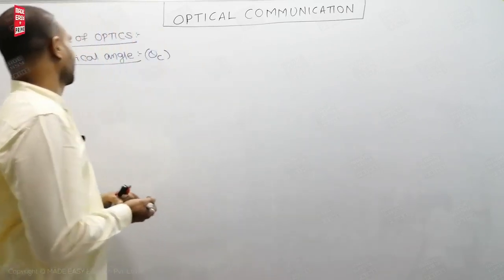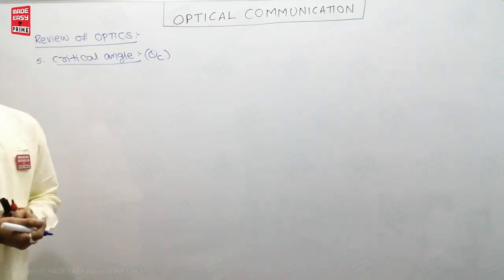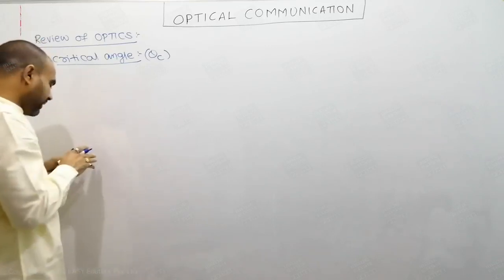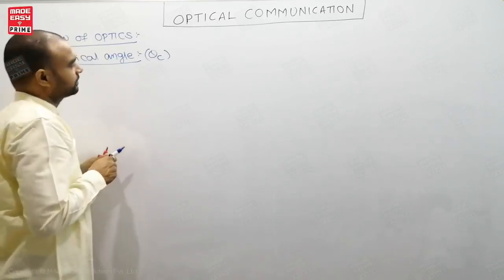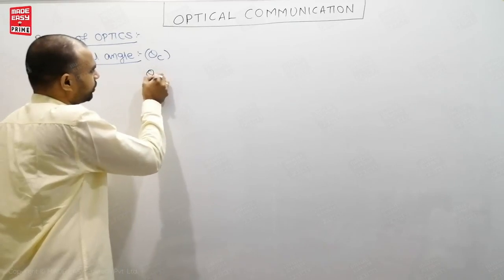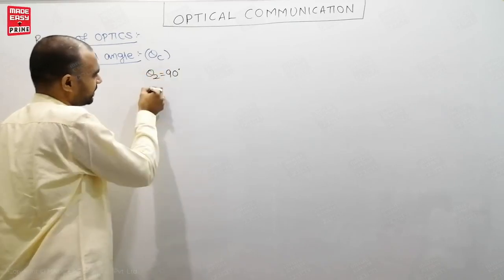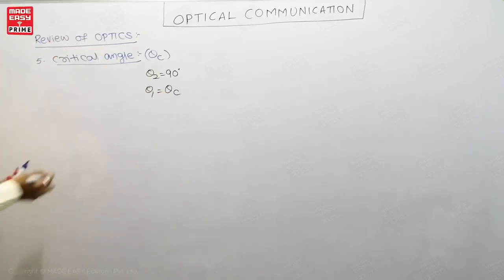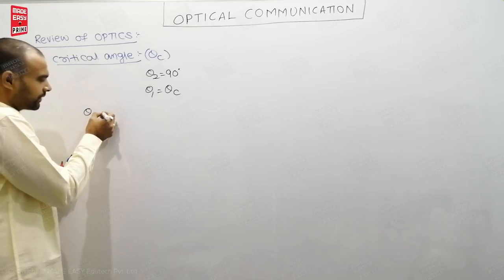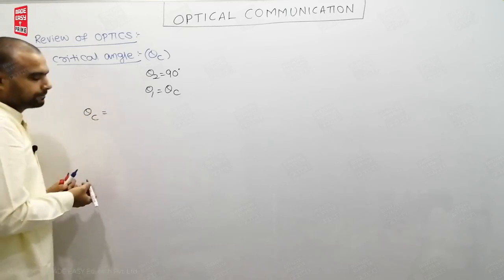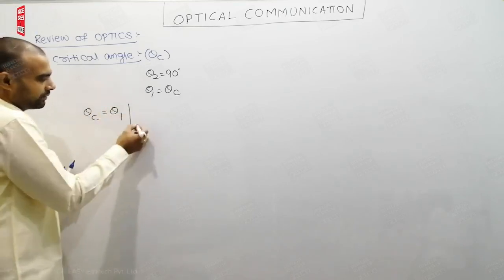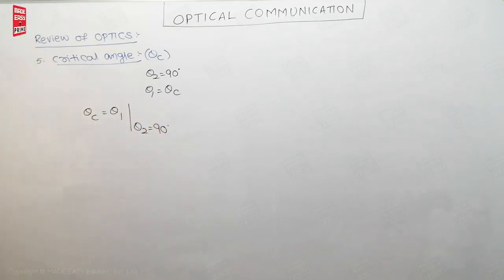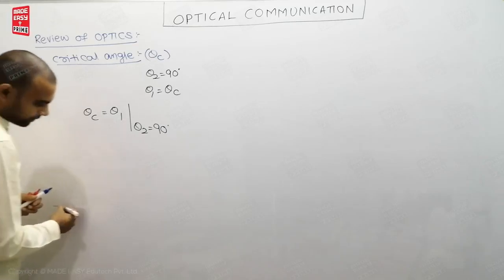This is called the critical angle, theta c. Whenever theta 2 is equal to 90 degrees, your theta 1 becomes equal to theta c. That means theta c is nothing but theta 1 whenever theta 2 is equal to 90 degrees. So just see here.